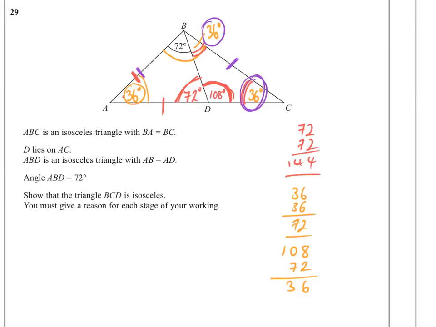Now, I haven't written down all the explanations here, I've just shown you a way through doing the problem, and you must give your own reasons at each stage, and it's just simple things like angles in a triangle add up to 180, AB equals BC, for example, or angles on a straight line add up to 180. You must write those sentences yourself. But this is just a little overview for you of question 29.